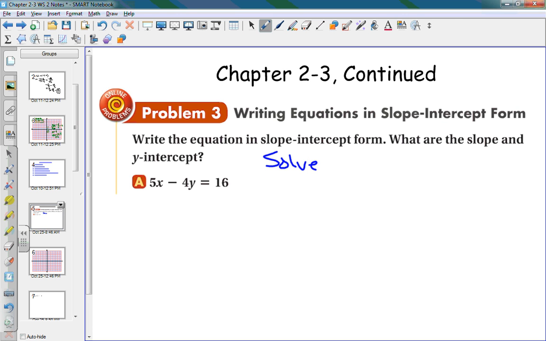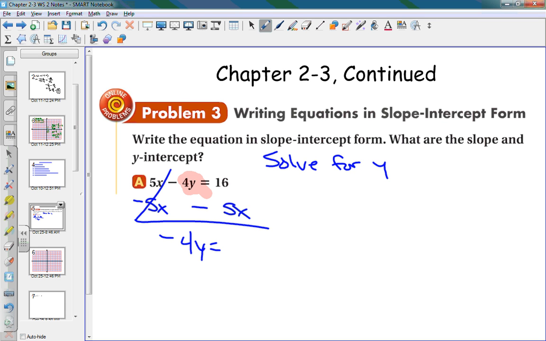So what we're actually doing is we're solving for y. So if I'm solving this thing for y, there's my y. So what do I do to get rid of what first? I need to subtract the 5x. Why am I subtracting it? Because it's currently positive. So negative 4y is equal to, now what do I write first? The x value or the 16? Why do I want to write the x first? Because what am I putting it in? The form of slope-intercept, which is y equals mx plus b. So that's why I'm going to put the x value first.